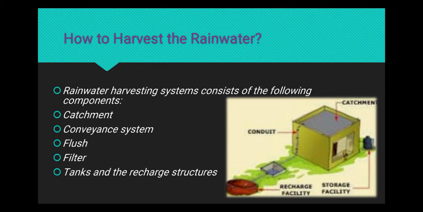Flush. It is used to flush out the first spell of rain. Filter. Used for filtering the collected rainwater and removing the pollutants. Tanks and the recharge structures. Used to store and filter the water which is ready to use.